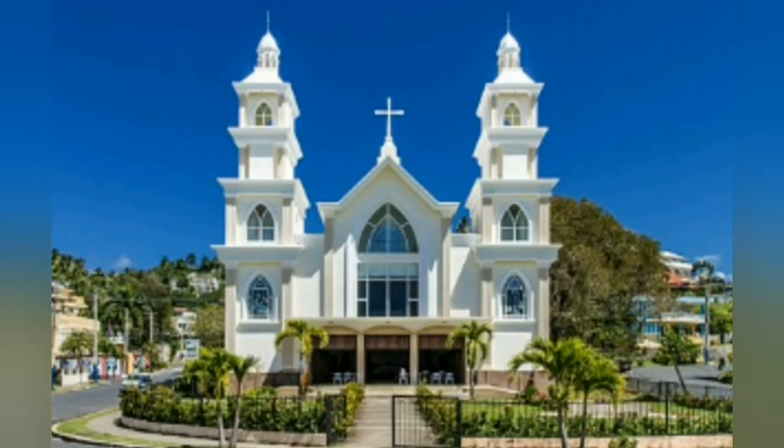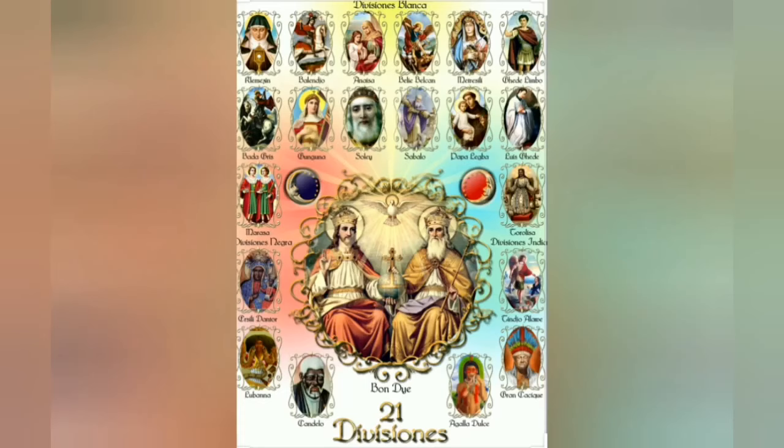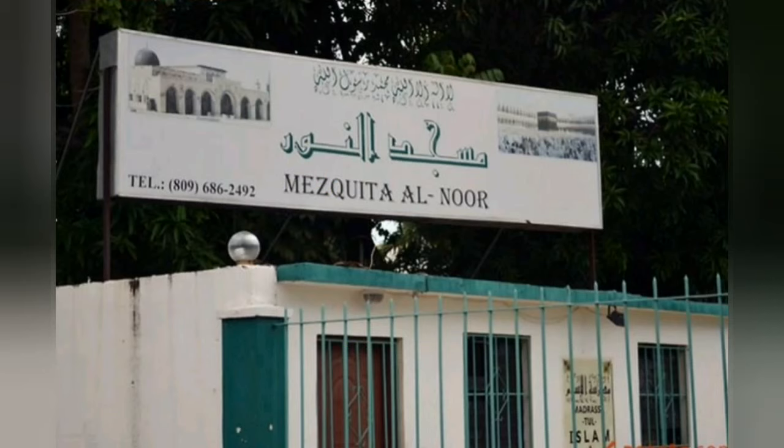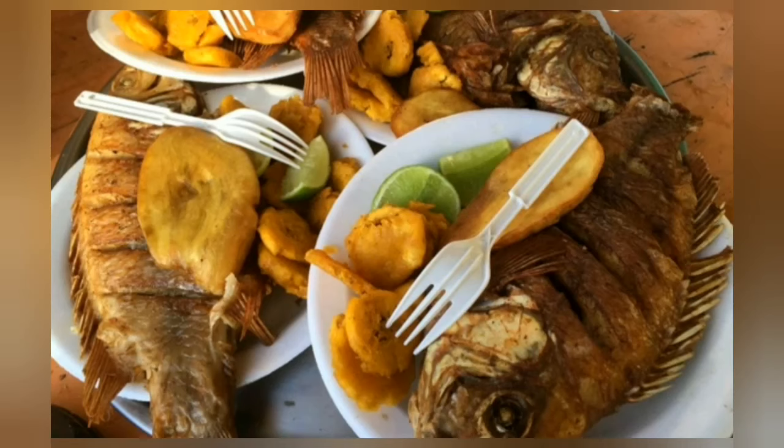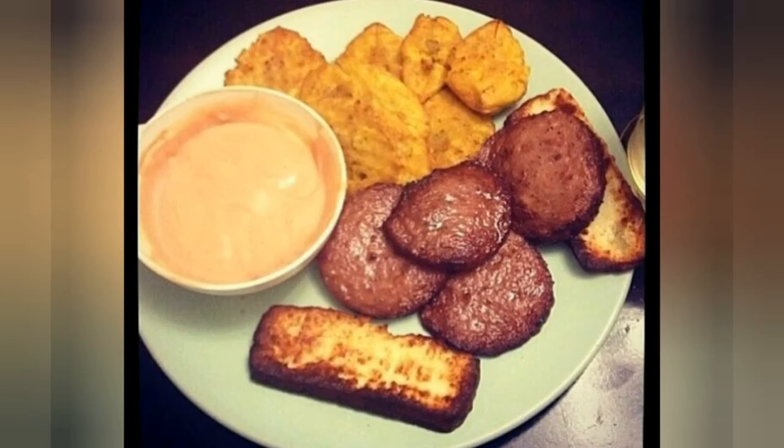When it comes to religion, the Dominican Republic is 57% Catholic, 23% Protestant, 18% unaffiliated, and 2% Muslim. When it comes to food, Dominican cuisine is very similar to that of Cuba and Puerto Rico. Plantain is a big staple in Dominican food, and dishes such as mangú and tostones are very popular, usually accompanied by a deep fried meat, typically salami and cheese.